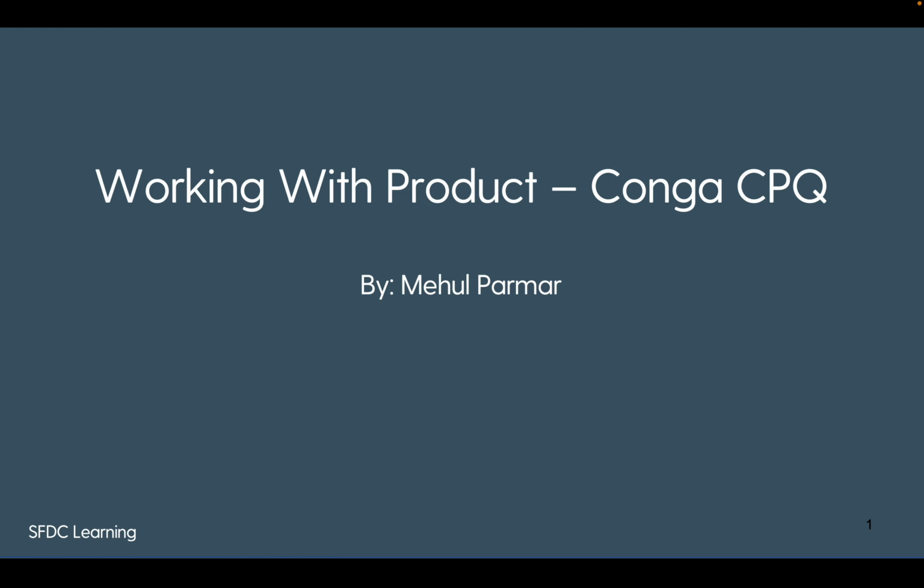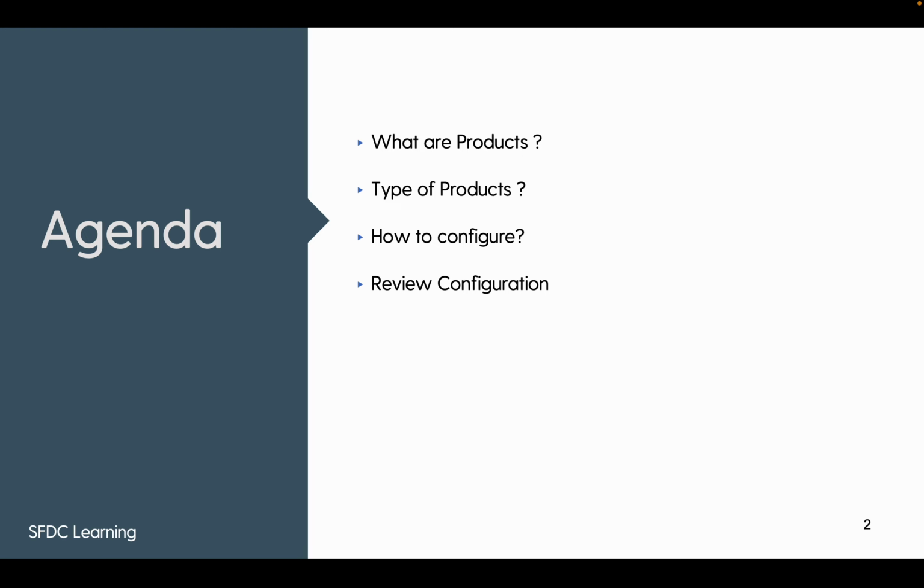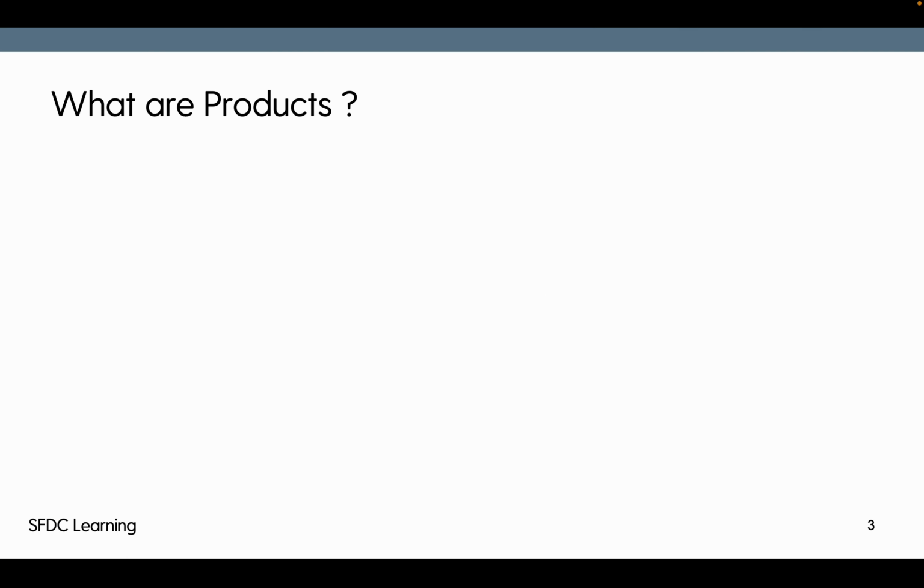In my previous video on Conga CPQ, we have seen how a well-structured catalog can be created using Conga CPQ. Today, we are starting to learn how a product configuration can be done using Conga CPQ. So here is the agenda. We're going to see what products are, types of products, how to configure the product, and we'll review the configuration that we're going to do in today's video.